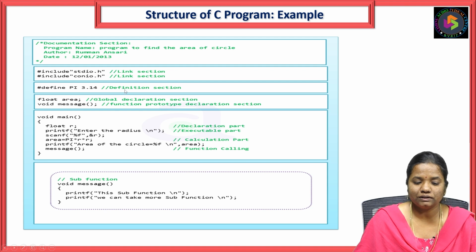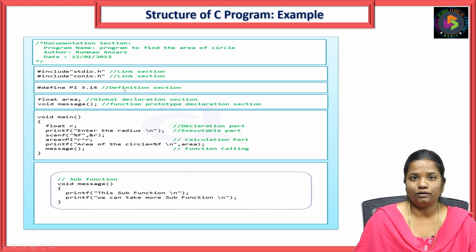So if you observe the area of the circle, the pi value is constant, so we cannot change it in our program. That is the reason I am willing to specify the pi value in the definition section, to fix that value to my variable, that is, PI.